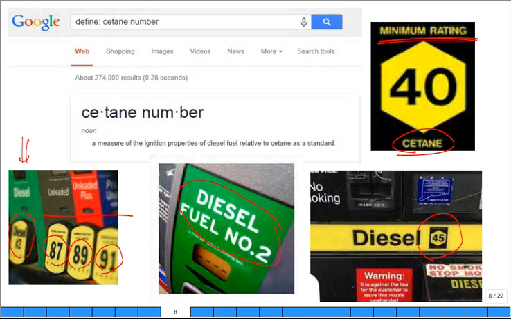I don't buy diesel very often, so I've not really looked at the pumps. Do you look at the pump? Are you familiar with the cetane number? Yeah, it didn't say. I usually fill it at... Doesn't have it. So a lot of pumps don't have it.